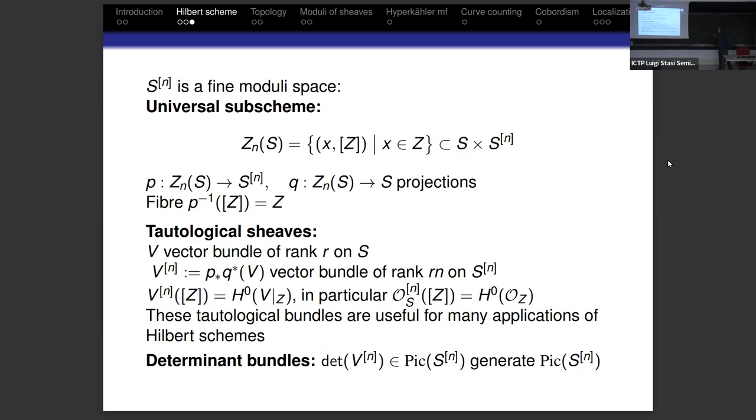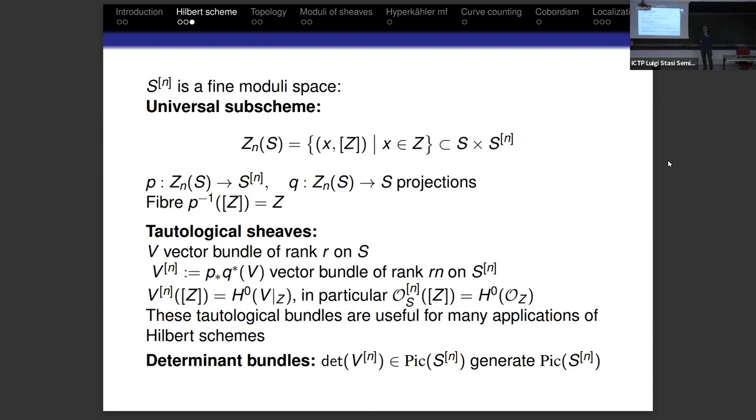So we can use this to define tautological sheaves, or tautological bundles, which are bundles which one uses for essentially any application of Hilbert schemes. If we're given a vector bundle on the surface, say a bundle F of rank r, we can associate with it a vector bundle of rank r times n on the Hilbert scheme of n points. This is done by first pulling back from the surface to the universal family, and then pushing down to the Hilbert scheme.